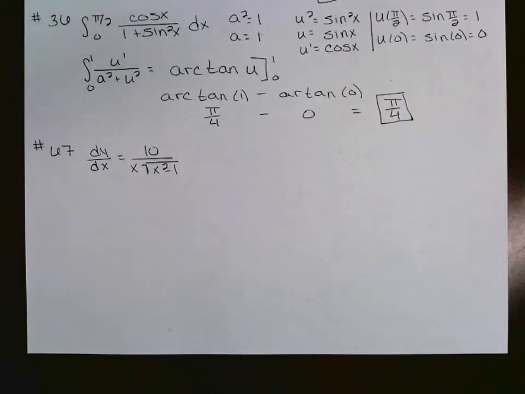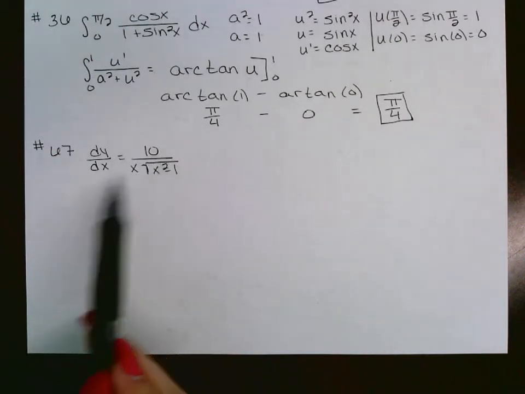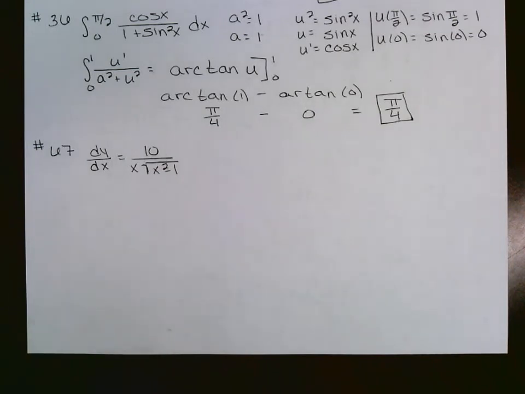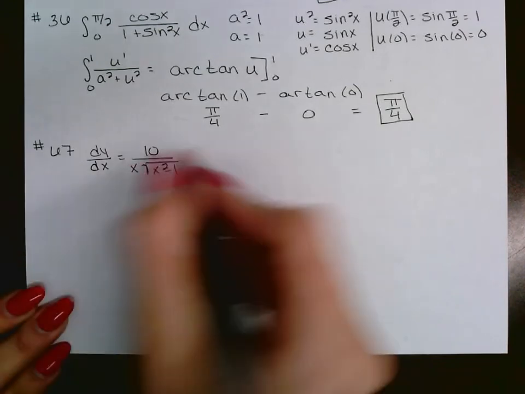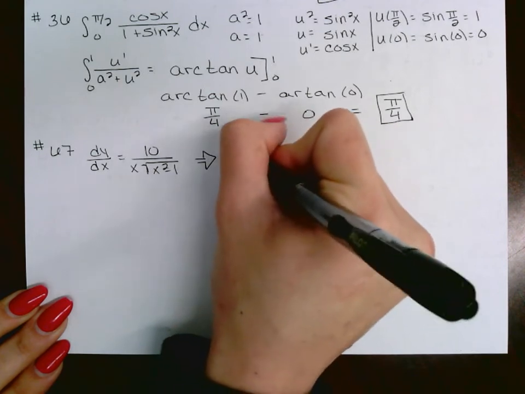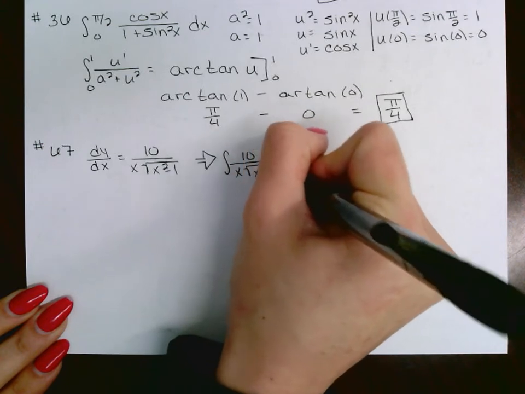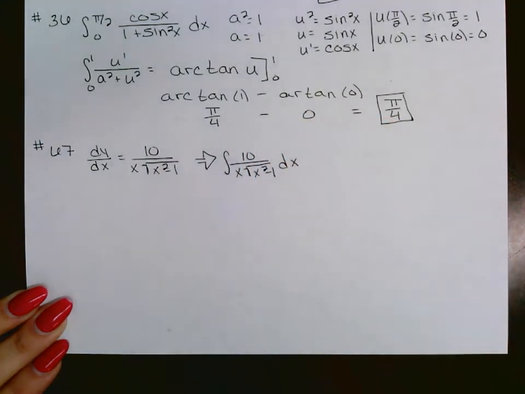All right, so this next question comes from page 388, and it is number 67. Anytime you see dy dx, remember that notation means that the derivative equals this function. So if they gave you the derivative, it means they want you to work backwards and get back to the original. The way we get back to the original is by doing the antiderivative, okay? So they just want me to do the antiderivative of 10 over x times the square root of x squared minus 1. And then I place my little dx there, okay? So what type of question does this look like if I have that radical and the x down there?